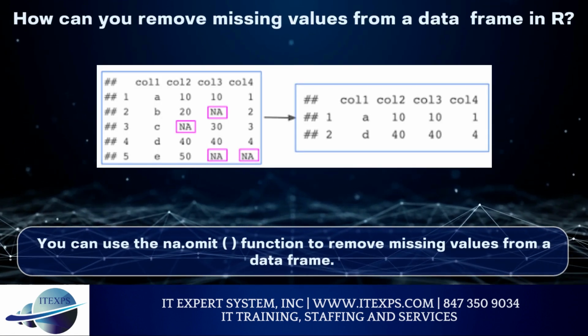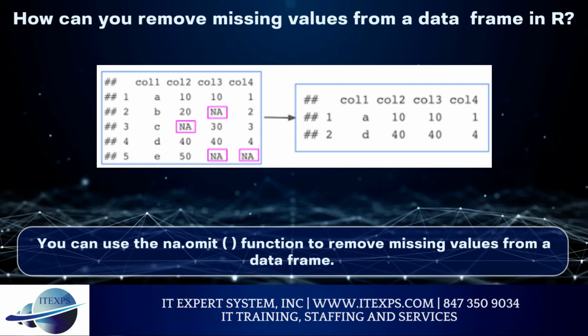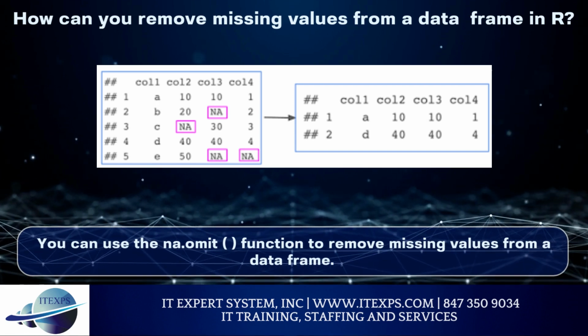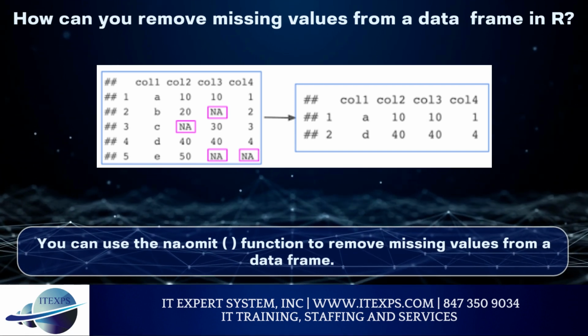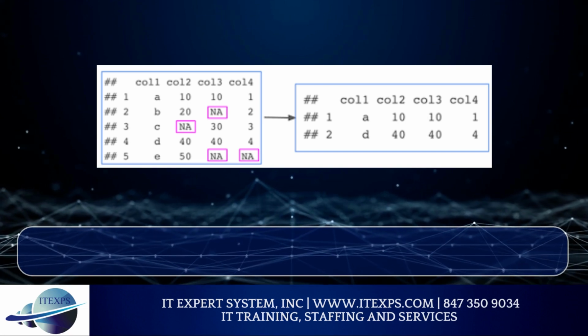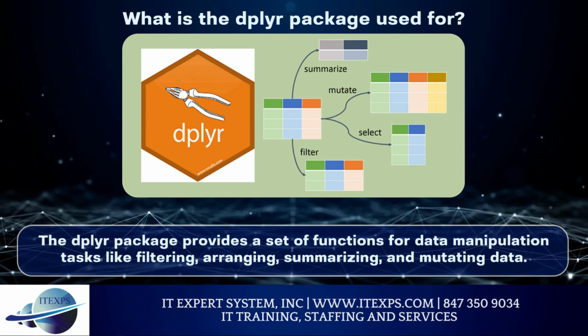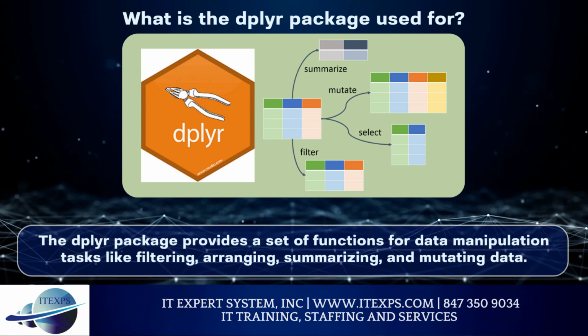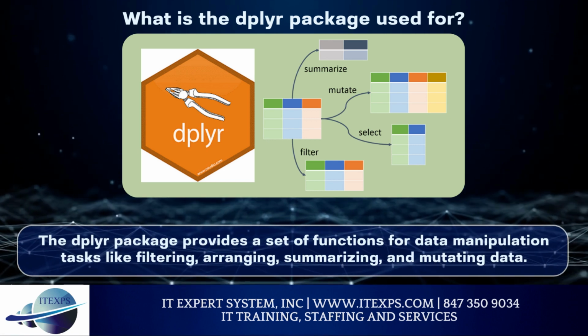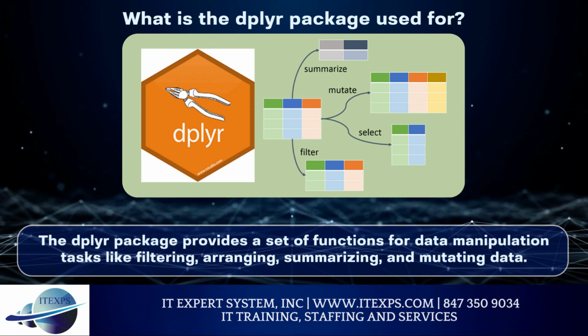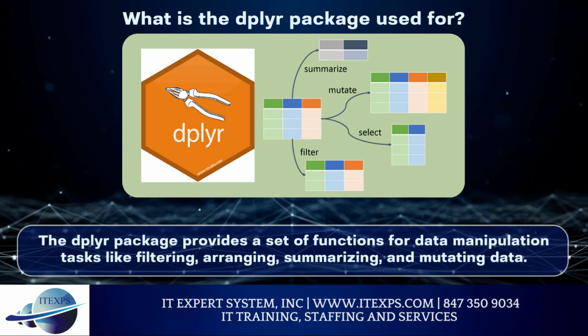How can you remove missing values from a data frame in R? You can use the na.omit function to remove missing values from a data frame. What is the dplyr package used for? The dplyr package provides a set of functions for data manipulation tasks like filtering, arranging, summarizing, and mutating data.